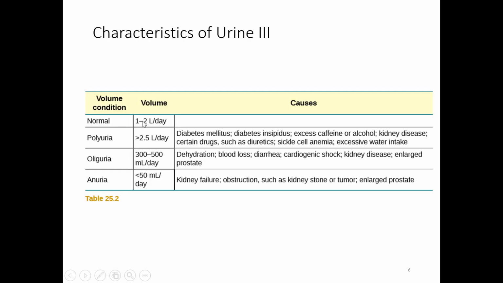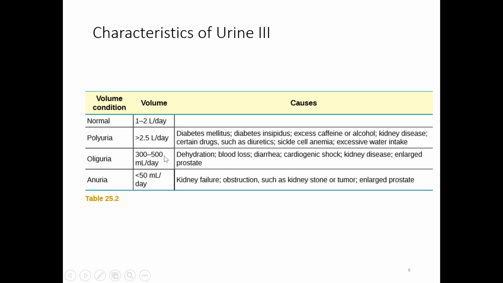Characteristics of urine continue. Volume. Normal production is up to 2 liters a day. If it's more than 2.5 liters a day, very often it can indicate diabetes. It can be diabetes mellitus or diabetes insipidus, or it can mean that you consume too much caffeine, alcohol, diuretics, or some other problems.